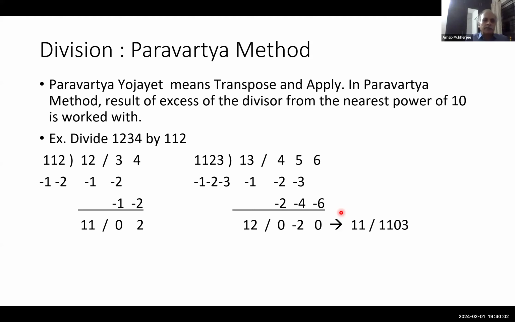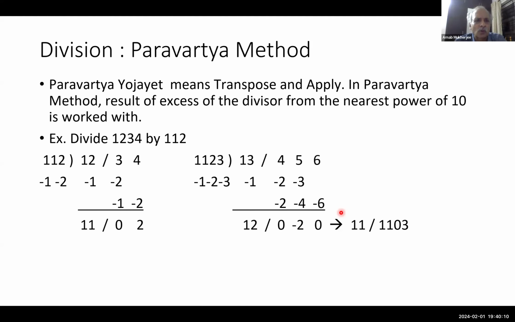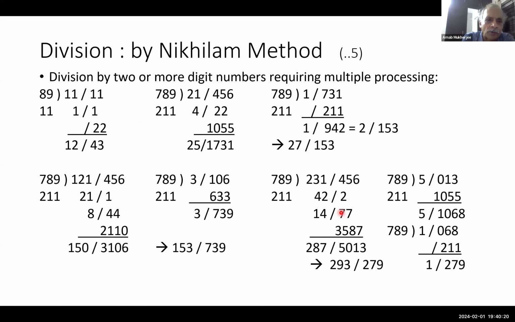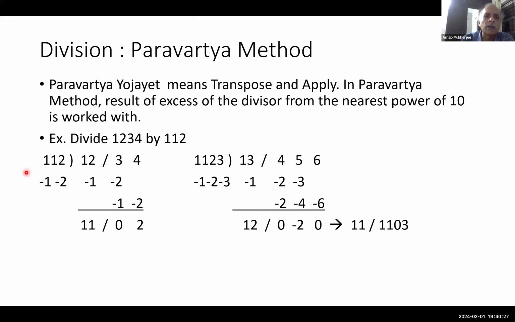Now, here another method, it was the Nikhilam method. Here is the Paravarta method. But logically, it is almost the same as the Nikhilam method, except it was deficiency from the nearest power of 10, but now it will be the excess above the nearest power of 10. Paravarta division means transpose and apply. In the Paravarta method, the excess of the divisor from the nearest power of 10 is 1.